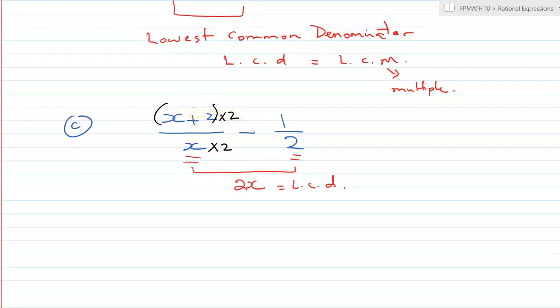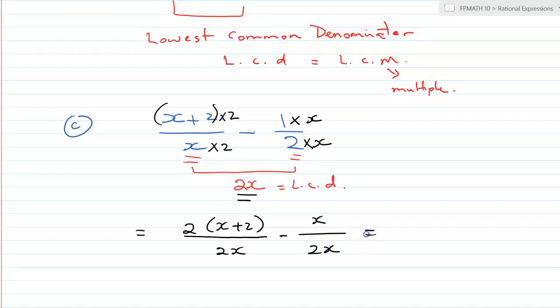The second fraction, 1/2, you multiply that by x, because you have the lowest common denominator, it has to have 2x in the denominator, so you do the same thing on top as well. All right, and now we have the new fractions with the same denominators, and we can go ahead and simplify, and in this case subtract.